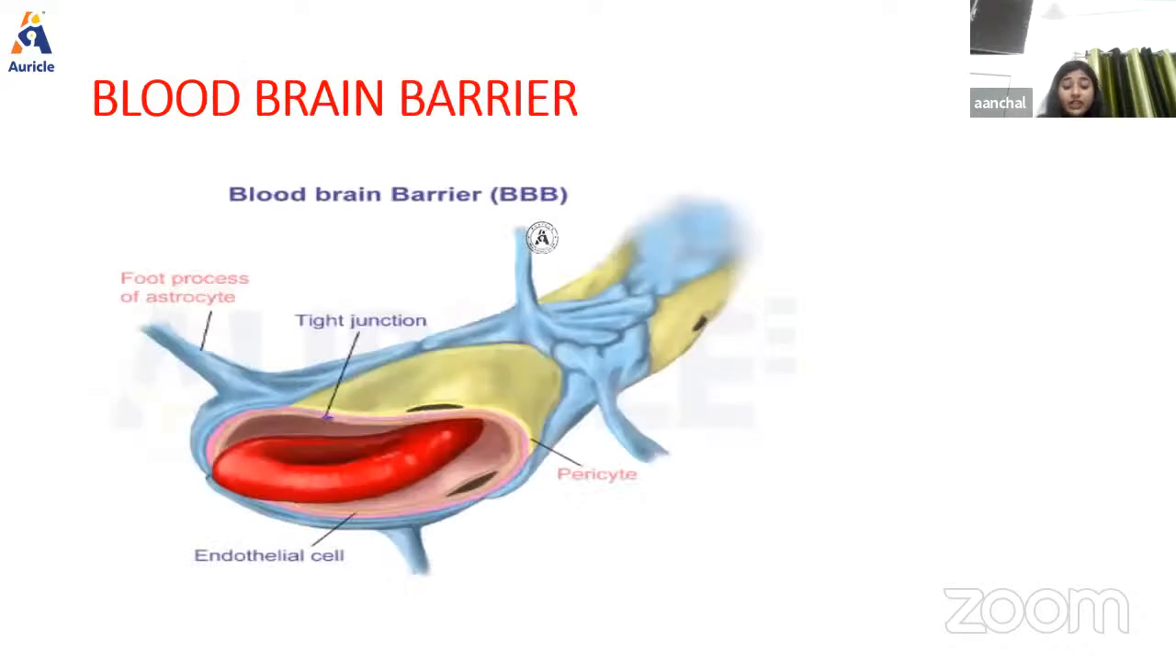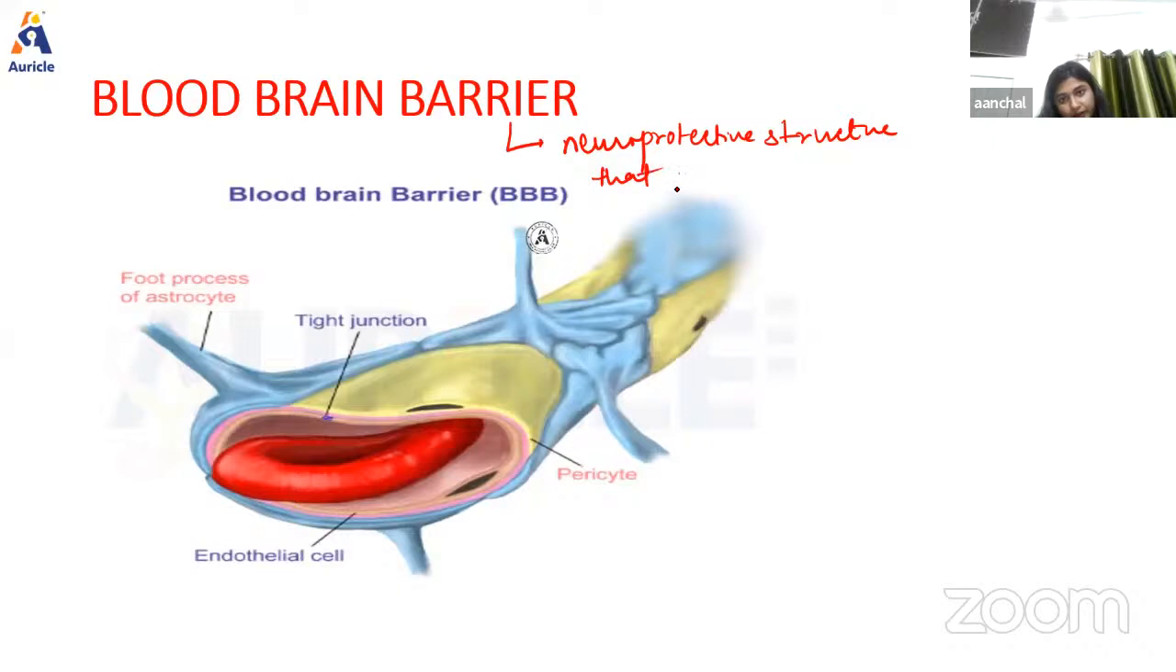Now next we have another and a very small topic, that is the blood-brain barrier. Okay, so what is the blood-brain barrier? It is a neuroprotective structure that prevents entry of many substances.